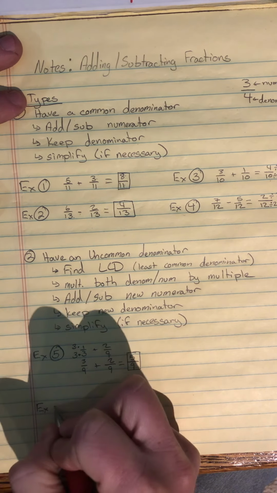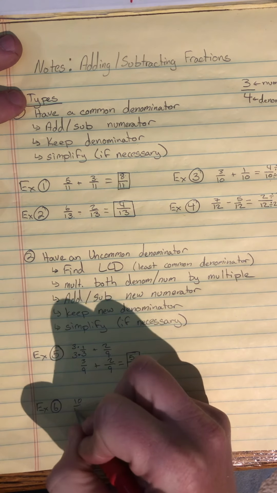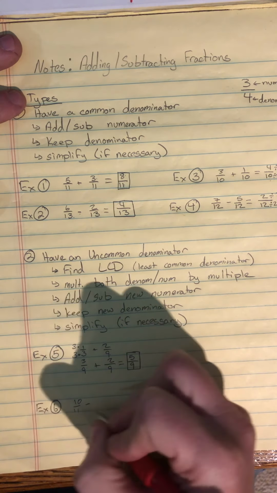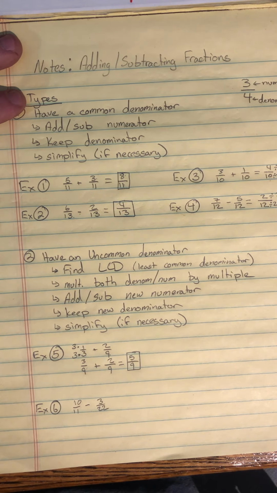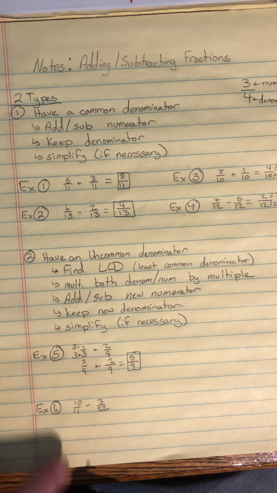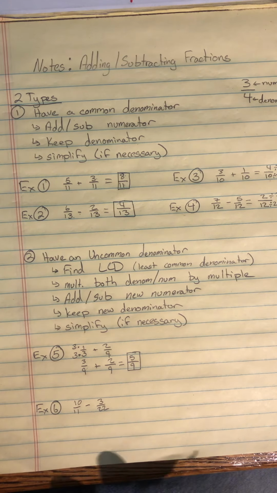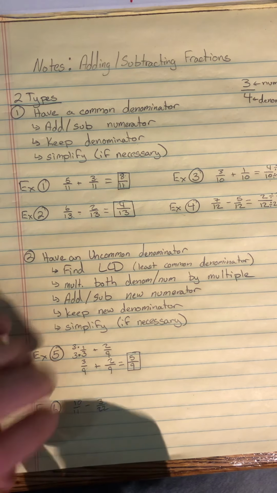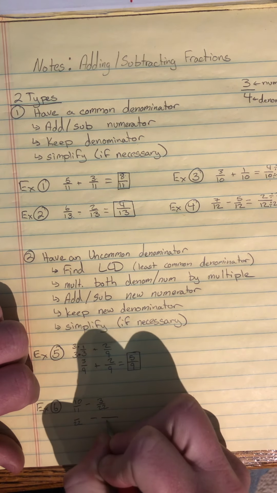Example 6. 10/11 minus 3/22. We do not have a common denominator. We need to figure out what our common denominator is. Well, we think 11, 22, 33, 44. 22 is 22, 44. Oh, I hit one with 22. So our new denominator is going to be 22.